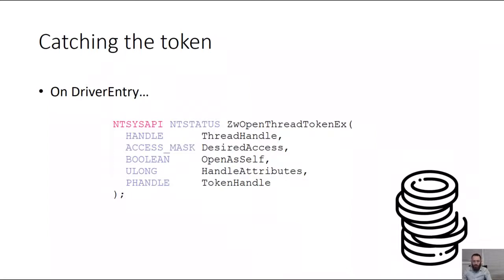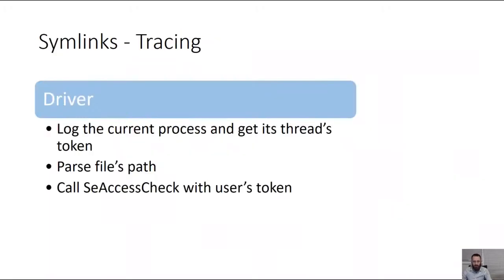We do it instead of calling ZwOpenProcessToken, because we want the thread-specific token and not necessarily the primary token of a process. In the case the thread uses its impersonation token, this will help us to prevent false positives.